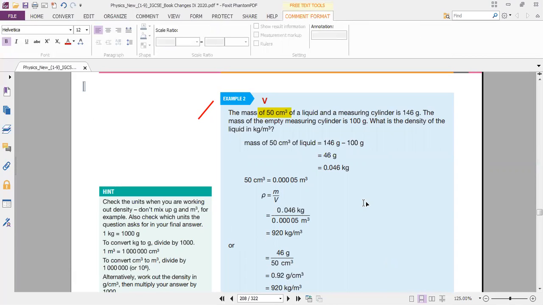100 centimeter equals 1 meter. So if you cube both sides, 100 cm cubed equals 1 meter cube.